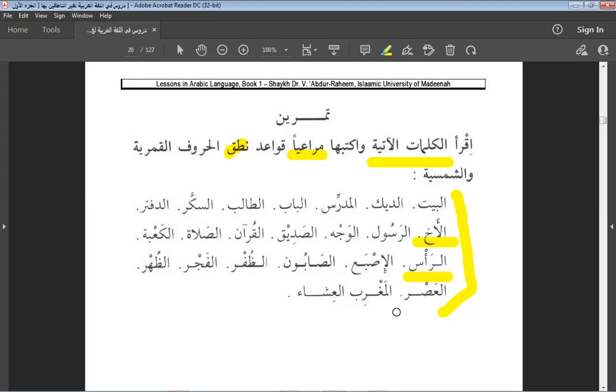Then we have Al-Isba'. Al-Isba' is finger. Al-Isba'u, finger, one finger like this. Its plural is Al-Asabi'u.